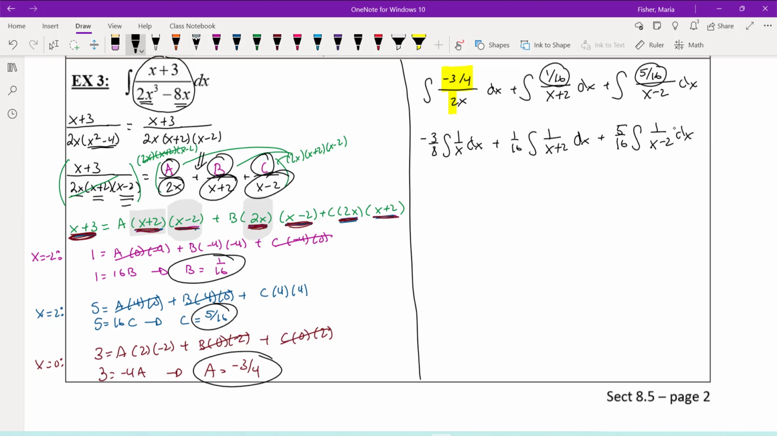Now integrate. Each one of those is going to be a 1 over u du, and the coefficient of each one of those x's is a 1, so you don't need to multiply it by anything. So you end up here with just negative 3 over 8 times the natural log of the absolute value of x, plus 1 over 16 times the natural log of the absolute value of x plus 2, plus 5 over 16 times the natural log of the absolute value of x minus 2, plus c.